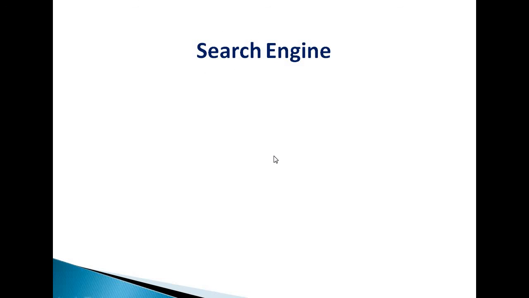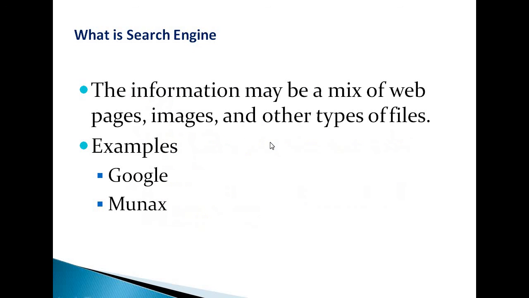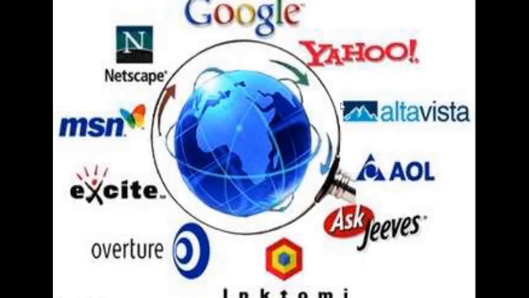Now the upcoming next topic is the search engine. Who is the father of the search engine? I have covered that. Now here is the result, which is referred to in the form of SERP, that is the search engine result page. So these are the search engines, which are basically a mix of web pages, images and other types of files. These are the 2 examples of search engines.